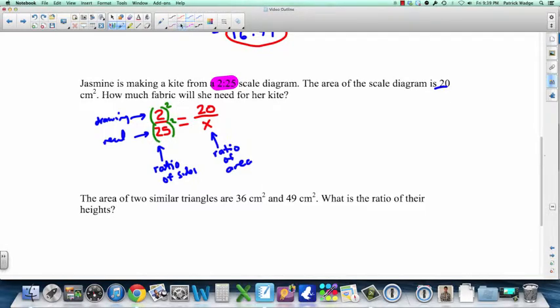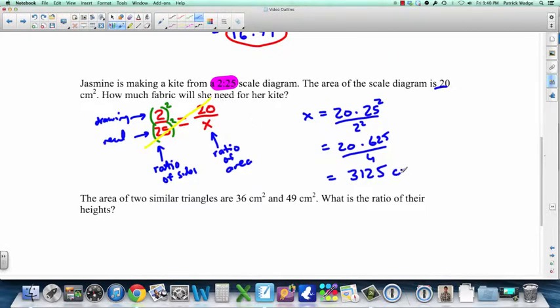So if we cross multiply this, you're going to multiply those ones together. So you get x equals 20 times 25 squared. You have to square that one. And then you're going to divide it by the one left over up here, which is 2 squared. So that equals 20 times 625 divided by 4. And if you do all that, you will end up with 3,125. And remember, this 20 here was in centimeters squared, so this is also centimeters squared. The real kite would be 3,125 centimeters squared.